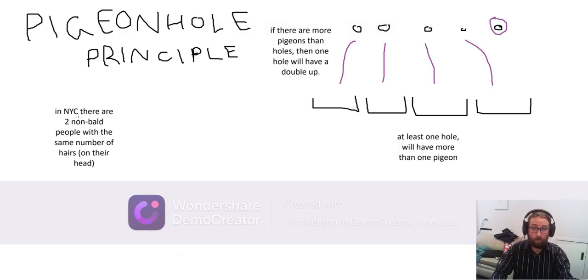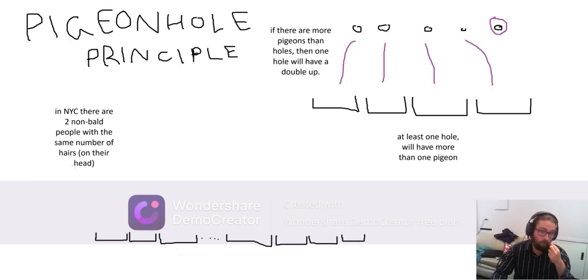So once again, what are our pigeons, what are our holes? Well, our holes are going to be all the possible numbers of hairs people can have on their head. It says non-bald, so let's just say they have at least 1 hair on their head. So this is people who have exactly 1 bit of hair. Maybe this is a kid who just had their first hair, whatever. These are all going to be kids at the start.